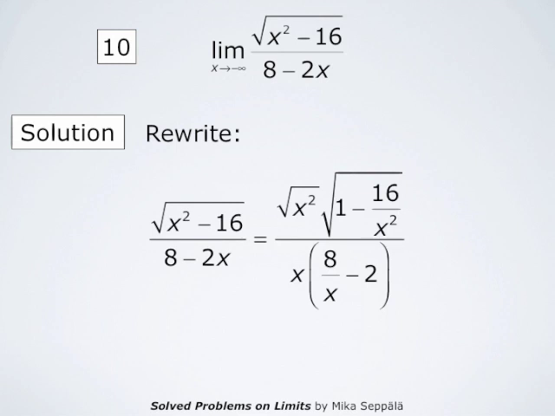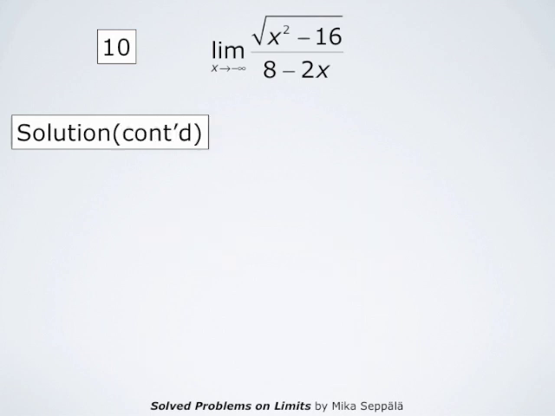Now x approaches negative infinity, therefore x can be viewed only as a negative number. We are interested in negative values of x. And the square root of x squared is the absolute value of x. When x is negative, this is minus x. So we may assume that the square root of x squared is just minus x for this particular computation.